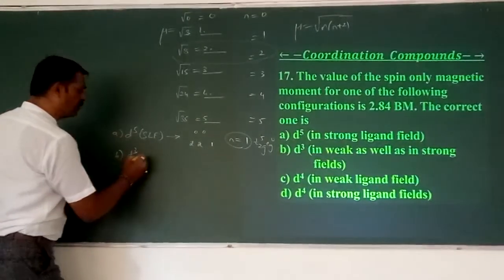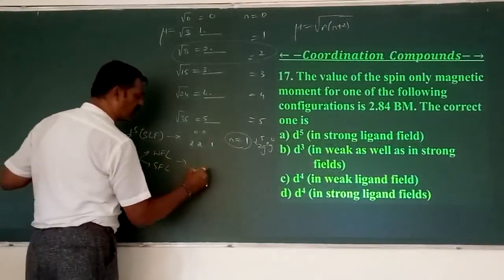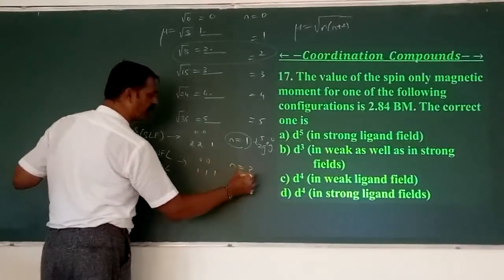D3: both weak field ligand as well as strong field ligand have the same configuration, 1, 1, 1, 0, 0. N is equal to 3.